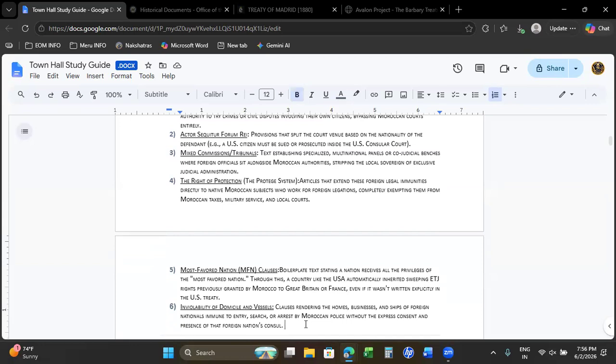6. Inviolability of domicile and vessels: clauses rendering the homes, businesses, and ships of foreign nationals immune to entry, search, or arrest by Moroccan police without the express consent and presence of that foreign nation's consul.